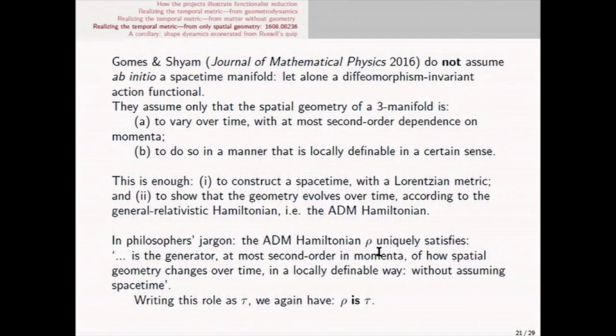And then when you transcribe that into the Hamiltonian framework, you must require that the Hamiltonian is only second order in momenta, because we were only able to show uniqueness up to second order momenta, not that it fails for higher order in momenta. But you're able to show that the ADM Hamiltonian rho here is the unique one that is the generator at most second order momenta of how spatial geometry is over time in a locally definable way, meaning that it meshes in the right way without assuming space-time. And again, writing this rho as tau, we have rho is tau.